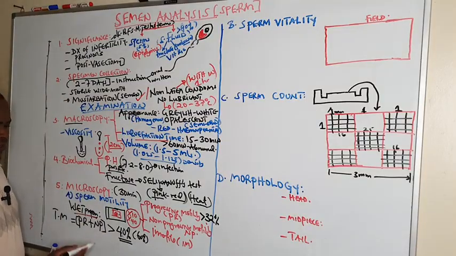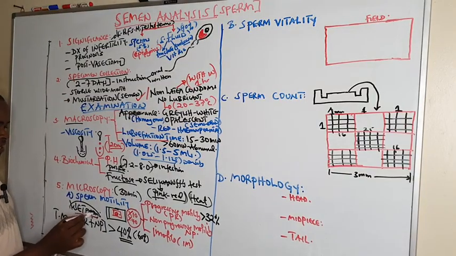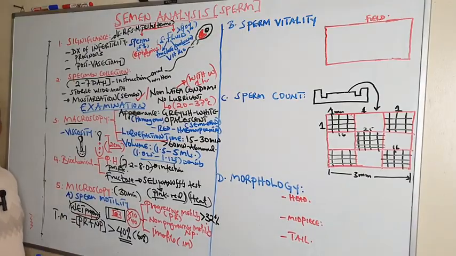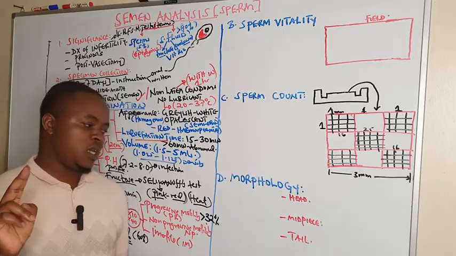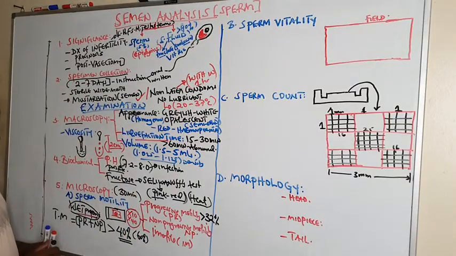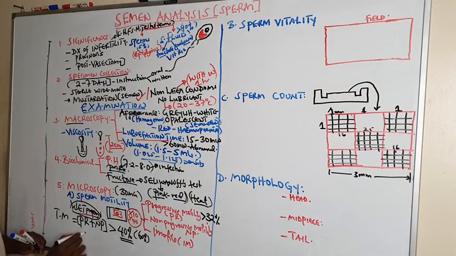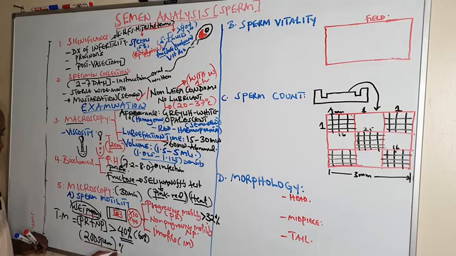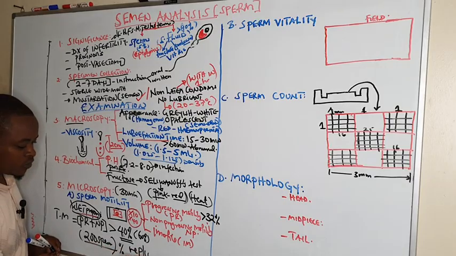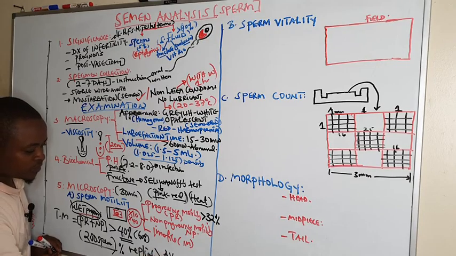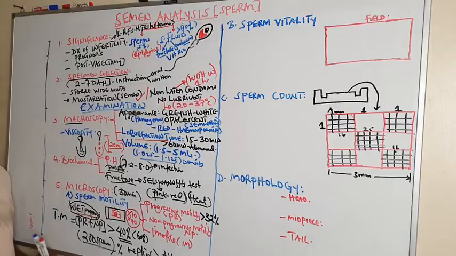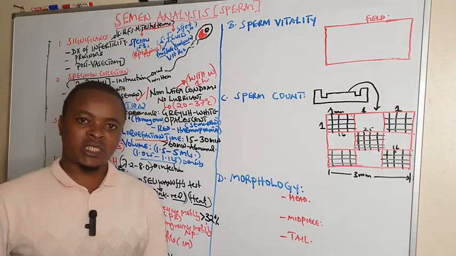And how do we do it? This wet prep is done in replicate. You make 2 preparations, and you make sure you count at least 200 spermatozoa. You must count 200 spermatozoa and you express it in percentage. But it is done in replicate. So you do 2 of them, then obtain the average so that you have quality control.